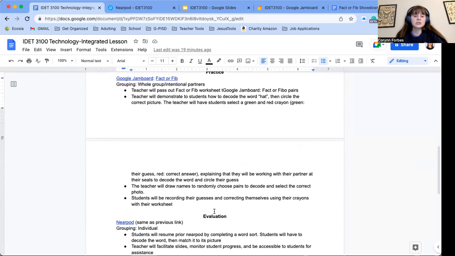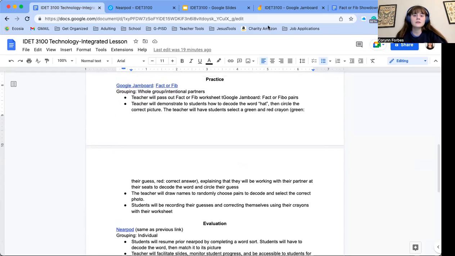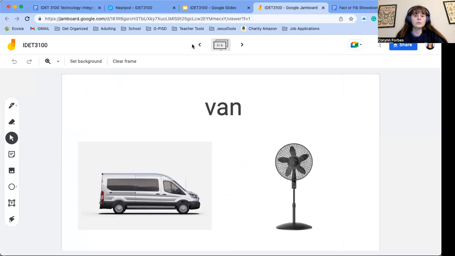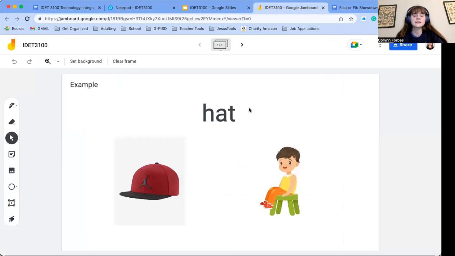There's the practice portion of the lesson. This is where I'm going to be using the Google Jamboard and, I believe it's lead forward strategies, which is the factor fib portion. So let's go over to the Google Jamboard. Here's an example that the teacher would work through. The students see the word, we would decode it, and then we would circle the word, or circle the picture that would match the word. So hat, and you would circle the picture hat.